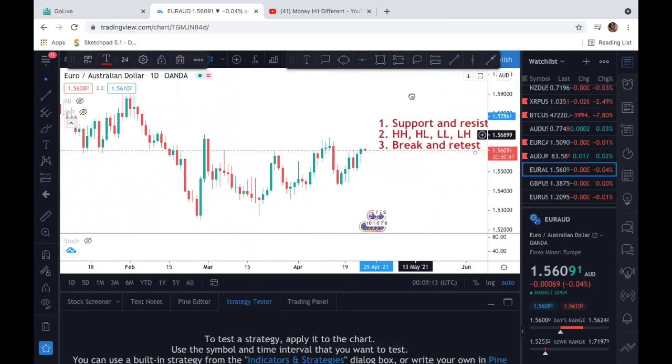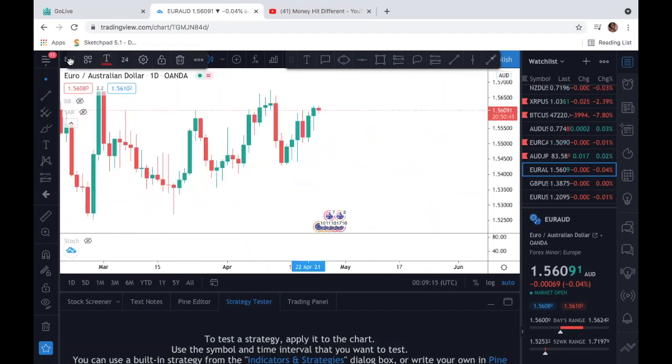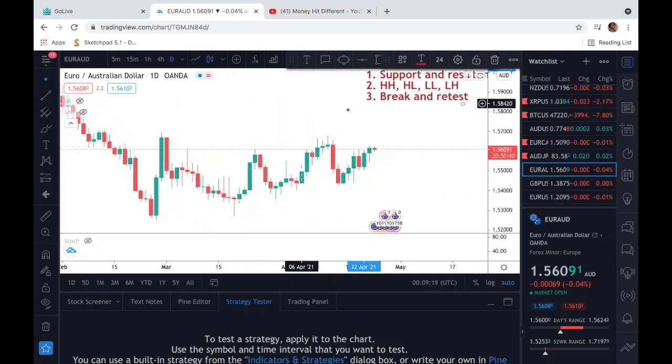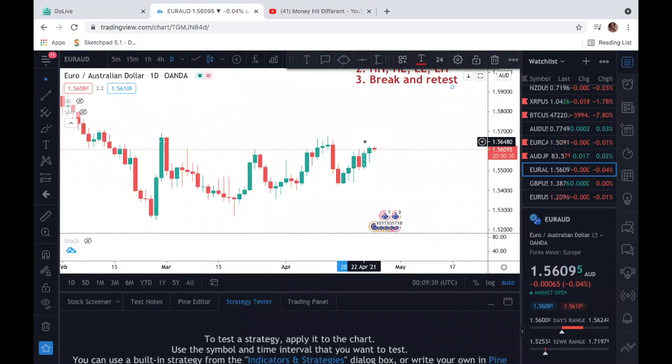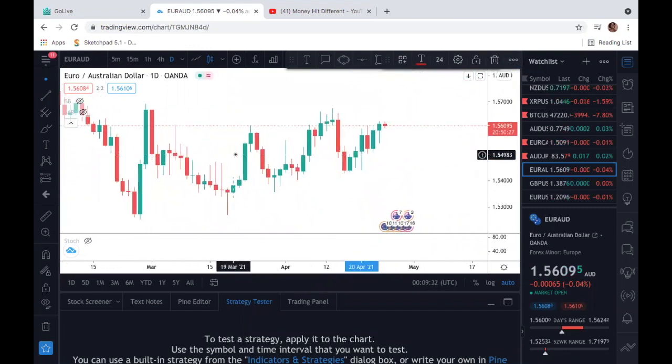So let's get it. I'm actually using the euro versus the Australian dollar. I do have a love and hate relationship with this pair. I used to trade it a lot. I made a lot of money with it until one day, I don't know what happened. It turned its back against me and I lost some guap. But it's all good because we made it back, right?